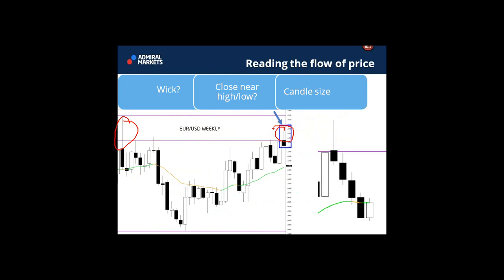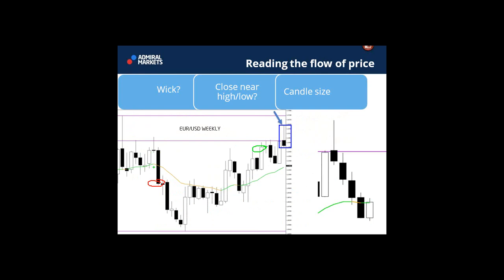The close near the high or low indicates strength, because if price, for instance, closes here very close near the low, or let's see, here near the high, right? That indicates basically that particular candle is in control by the bulls or bears. If the close is near the high, the bulls are in control. If the close is near the low, the bears are in control.